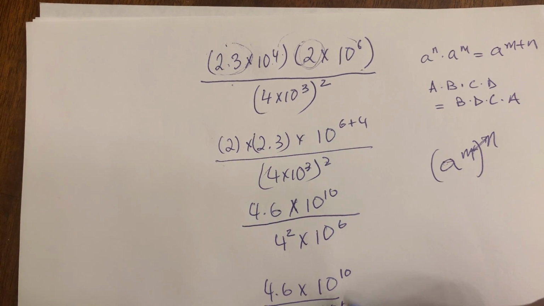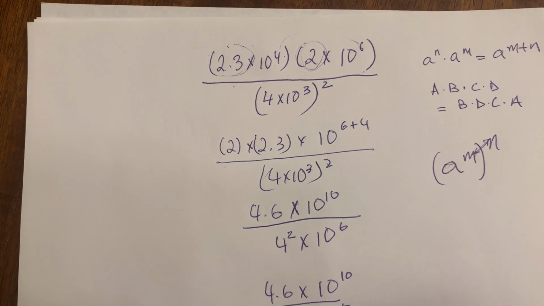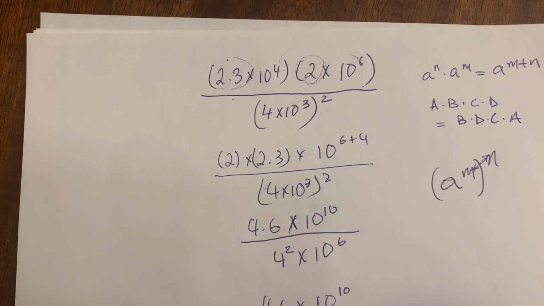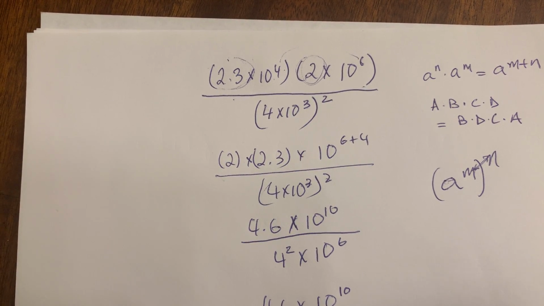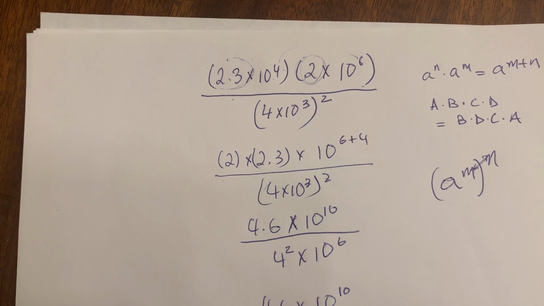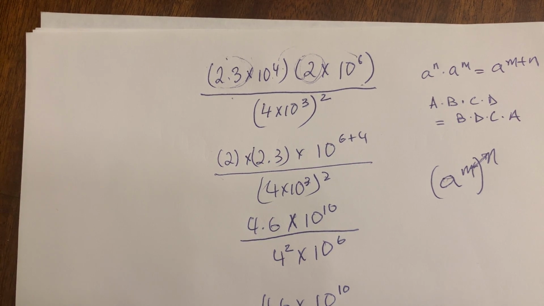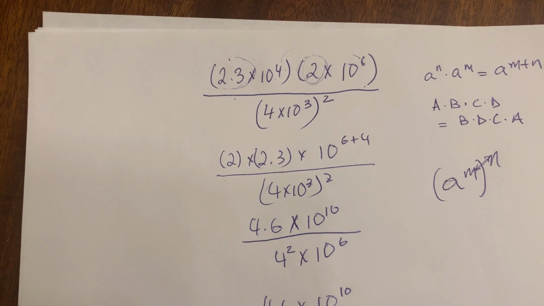And so 10 to the 10 divided by 10 to the 6th is just going to give me 10 to the 4. So this would be 4.6 divided by 16, whatever that number is, times 10 to the 10 minus 6. And so that would be 4.6 over 16, which I'm going to guess is going to be a little bit, you know, more than a fourth, times 10 to the 10 minus 6 is a 4, and so that's what we got.